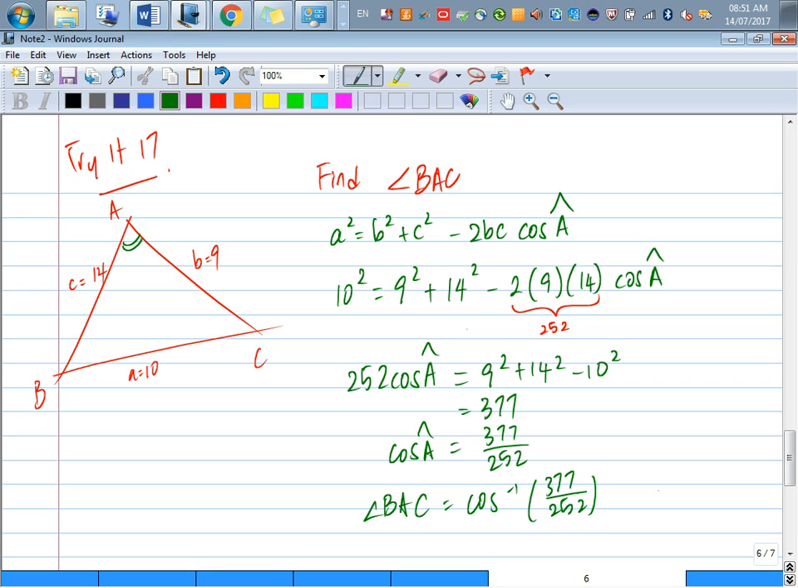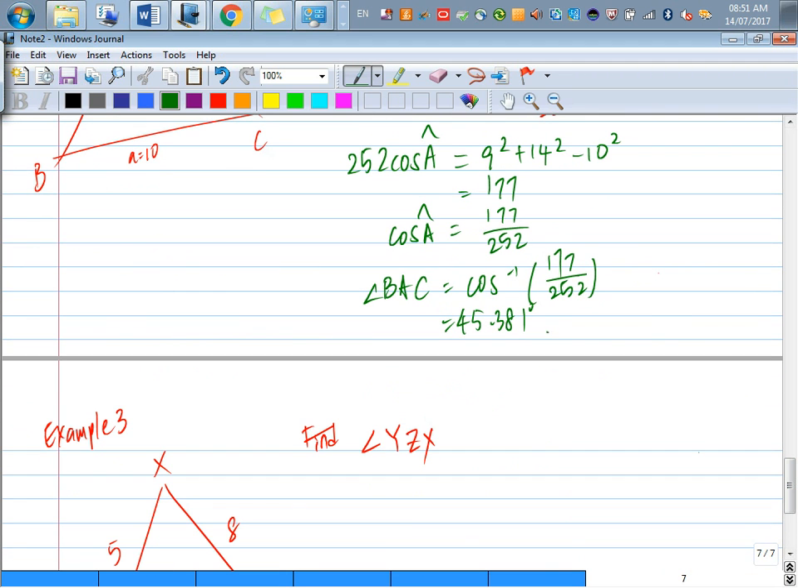It's 177. Okay. Thank you. So inverse cosine, you get 45.381 degrees. Round it off to 45.4 degrees.